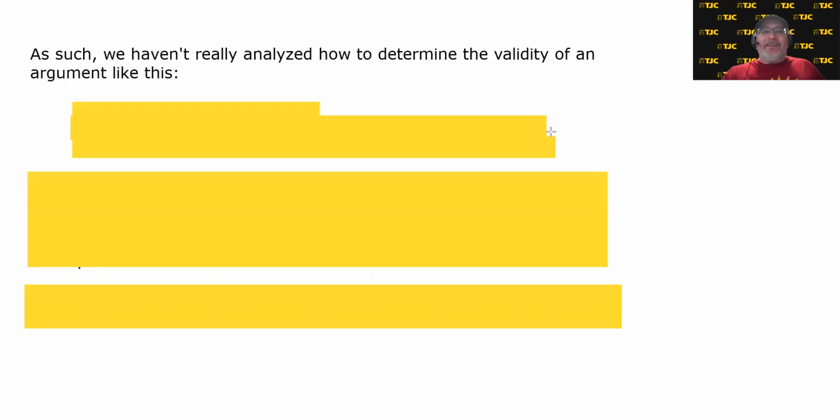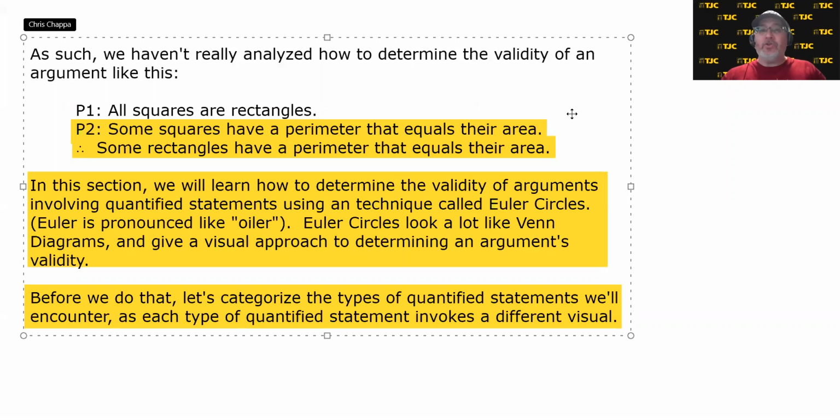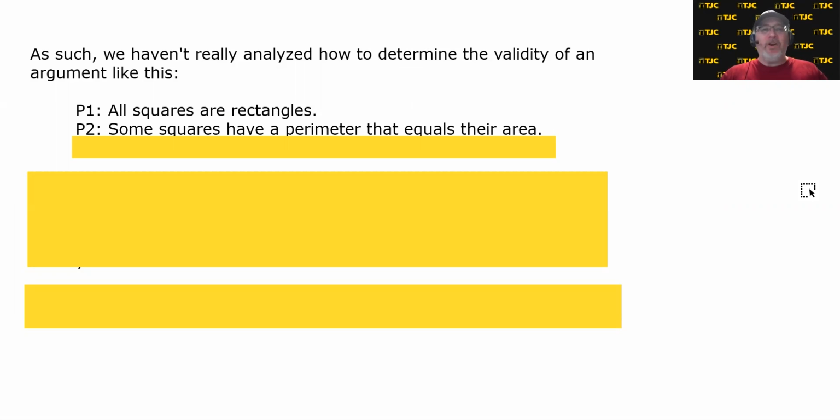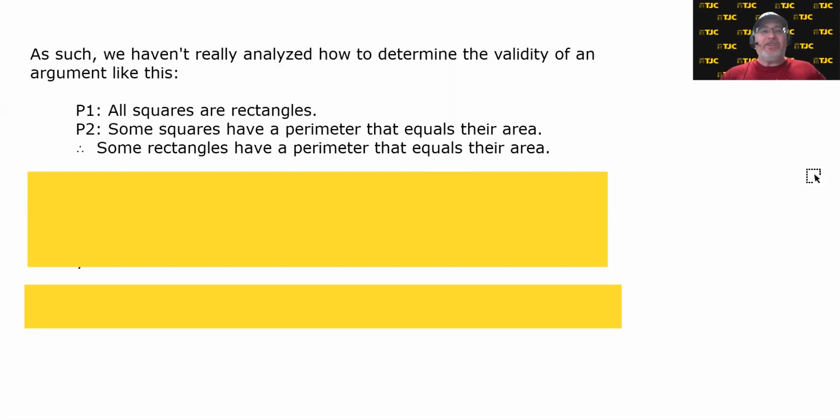As such, we haven't really analyzed how to determine the validity of an argument like this. Premise 1, all squares are rectangles, which is true, by the way, by the definition of square and the definition of rectangle. Premise 2, some squares have a perimeter that equals their area. For example, if a square is 4 by 4, then its perimeter is 4 plus 4 plus 4 plus 4, which is 16, but its area is 4 times 4, which is 16 also. Conclusion, some rectangles have a perimeter that equals their area.